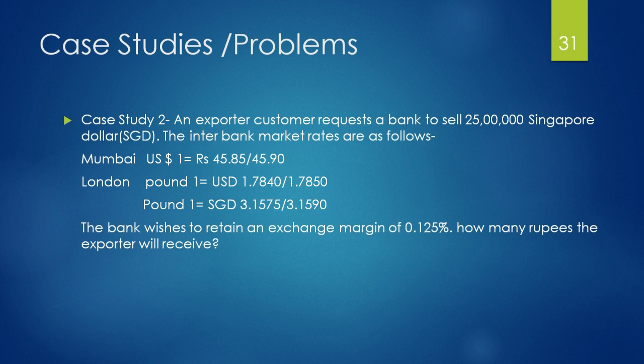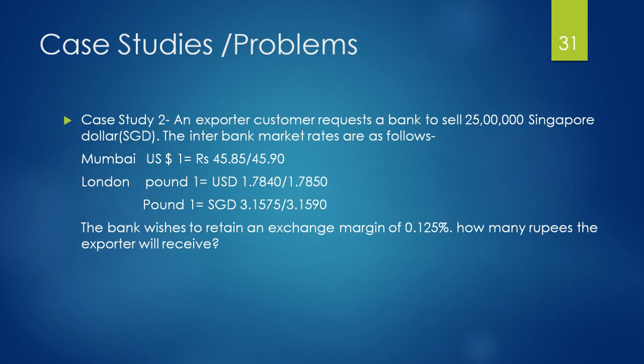So friends, in this case study, a customer has 25 lakh Singapore dollars and wants to sell those dollars and obtain rupees in exchange. The interbank market rates are also given, but as you can see, there is no rate that converts Singapore dollars to rupees directly. So we have to convert Singapore dollars to dollars and then dollars to rupees. Can you tell what the target is in this case study? Our target is to find rupees per Singapore dollar, because if you can find the exchange rate for 1 Singapore dollar, then you can easily calculate the rupees the customer receives for 25 lakh Singapore dollars by simply multiplying the 25 lakhs with the exchange rate of rupees per Singapore dollar.